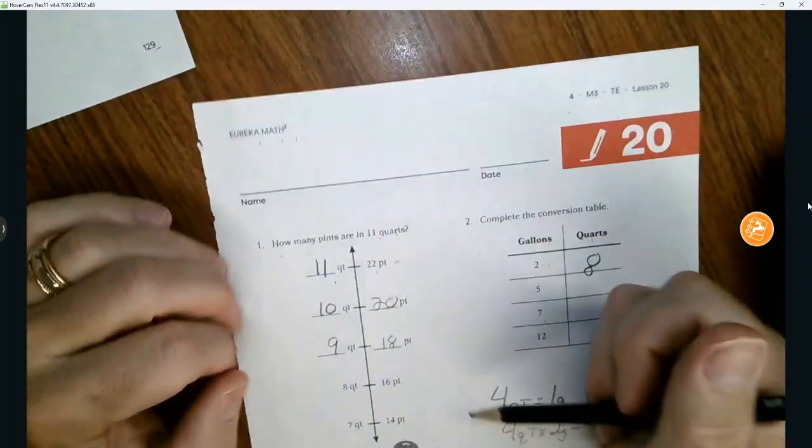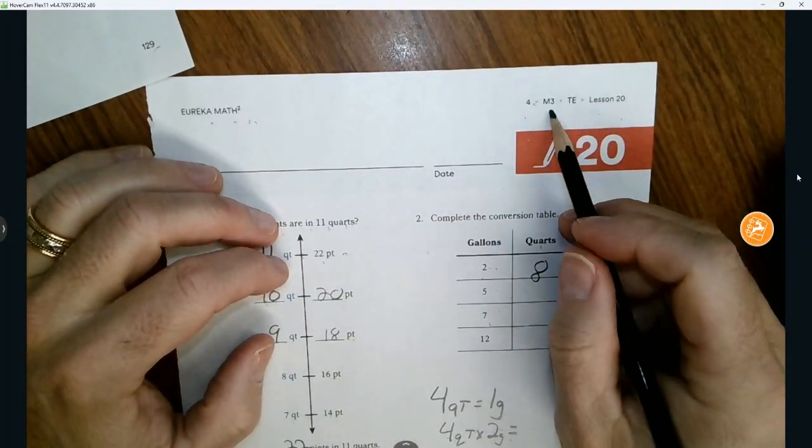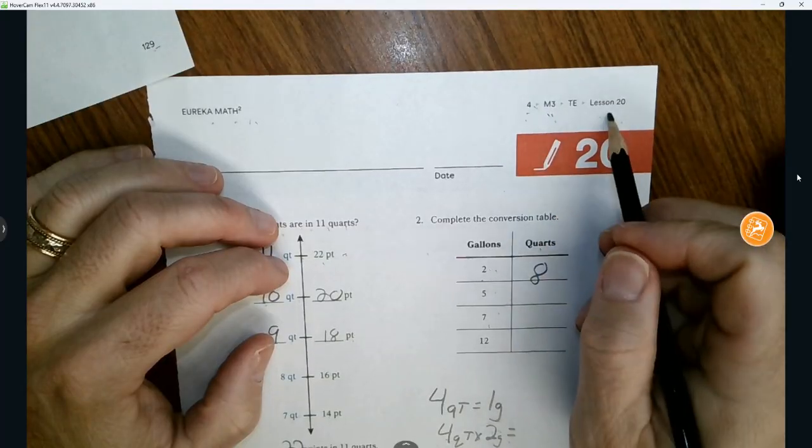this is Eureka Math Squared. 4th grade, Module 3, Lesson 20 homework.